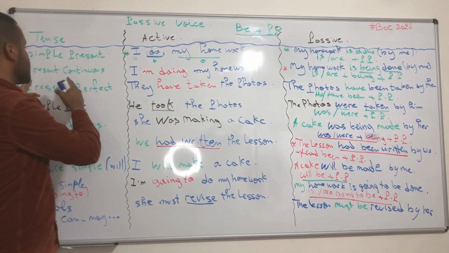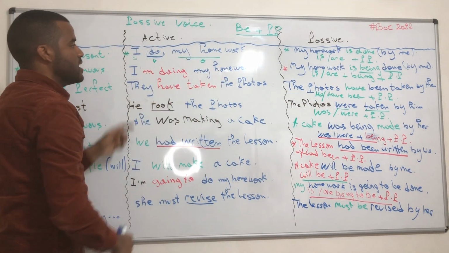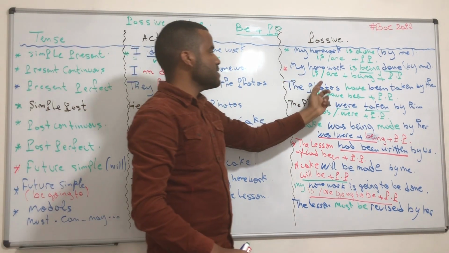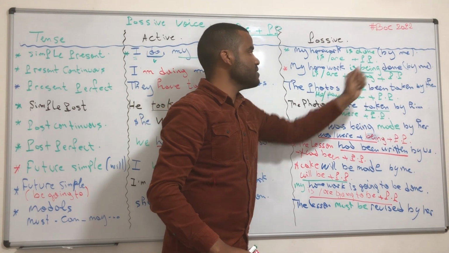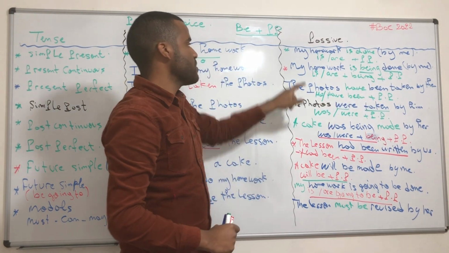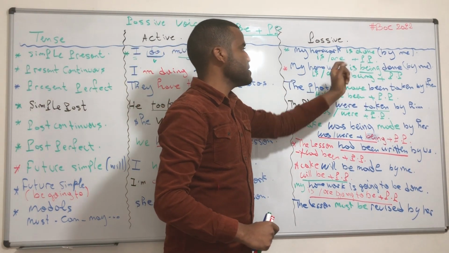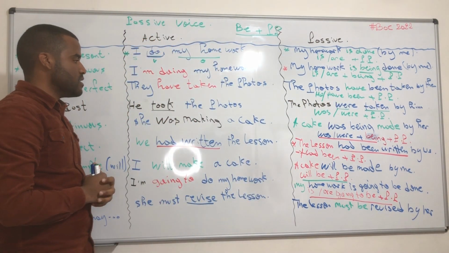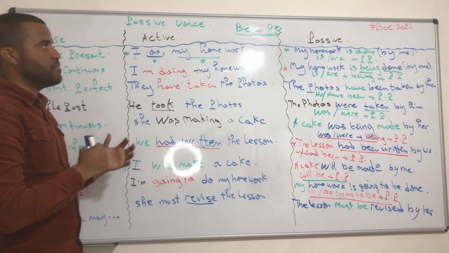For example, we have present continuous. I'm doing. So if you want to conjugate the verb to be in present continuous, you can say is or are plus being plus the past participle of the verb. My homework is being done by me. Okay, this is the lesson concerning passive voice.